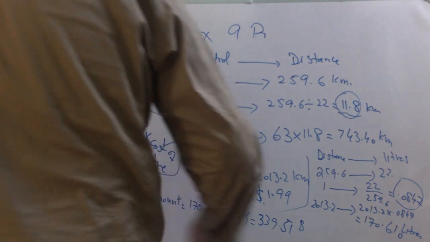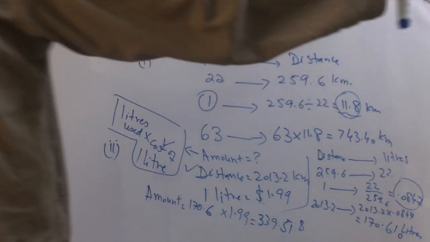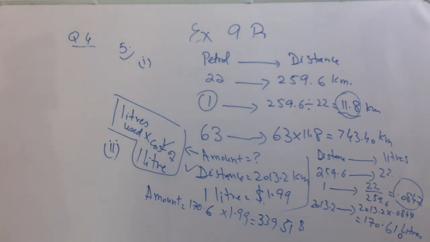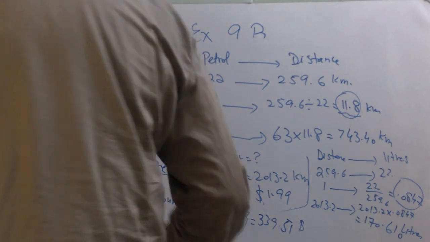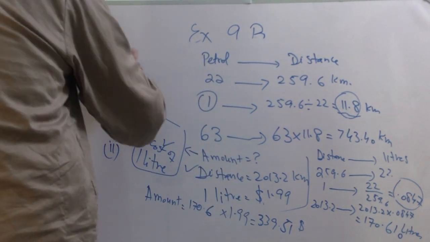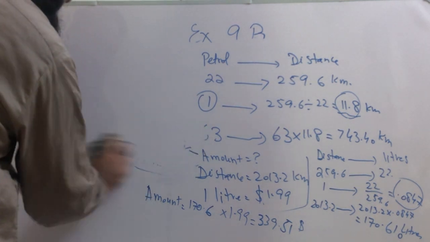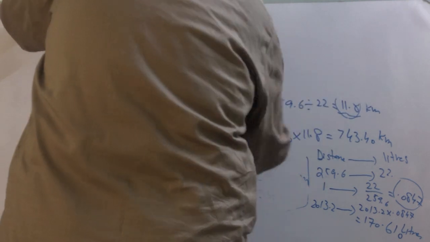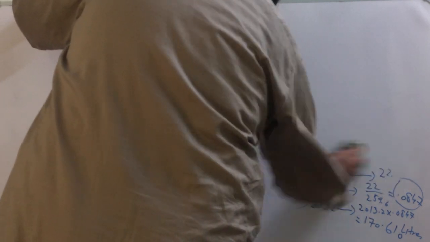If you multiply this whole answer, 170.610, with 1.99, you will get the answer 339.51. This is the answer for both parts of question number 5. These are easy questions, but you only need to focus and work on the statements. If you can understand the statements, then you can easily solve the questions.